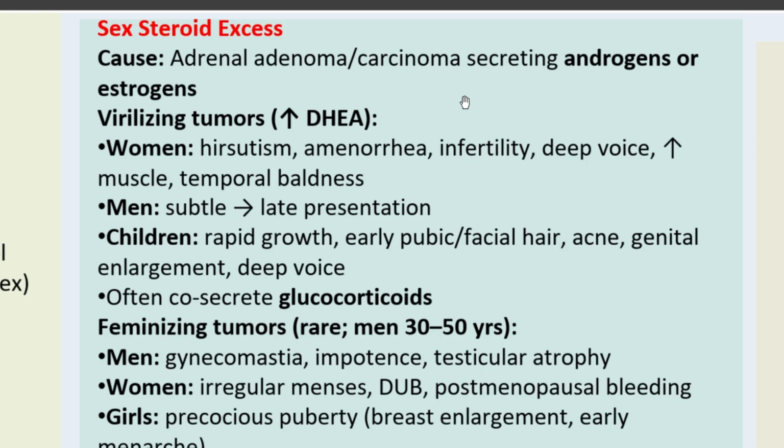Then feminizing tumors are tumors that are producing estrogen. For men, most of the time they'll get gynecomastia, impotence, and testicular atrophy, while women may have irregular menses, dysfunctional uterine bleeding, postmenopausal bleeding. And for girls, you may see things like precocious puberty, that is breast enlargement, and early menarche, where they start their periods earlier than their counterparts.